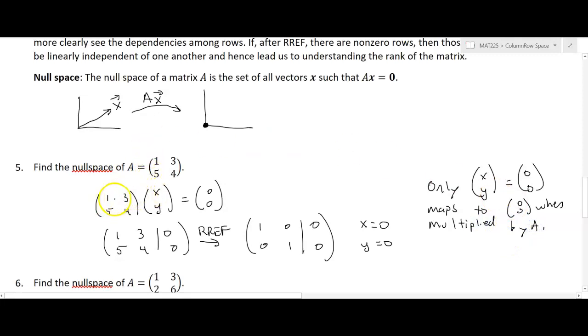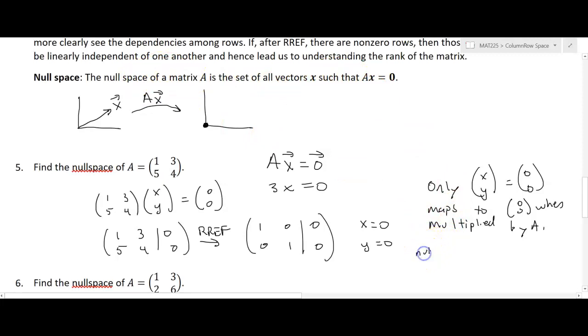Oftentimes, whenever you have something of the form Ax equals 0, whether it's consisting of vectors or scalars, like 3x equals 0, the only value of x that will satisfy that linear equation is x equals 0. And so in vector land, the 0 vector is always going to be one that satisfies this equation. Now with matrices, there could be other vectors as well. Now what we would say here is the null space. The null space is the set of all vectors x such that Ax equals 0.